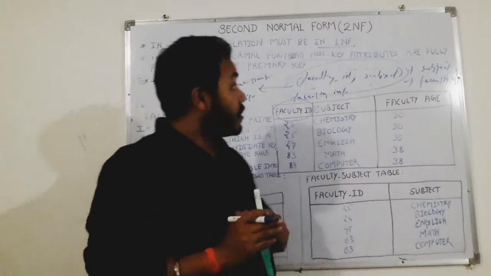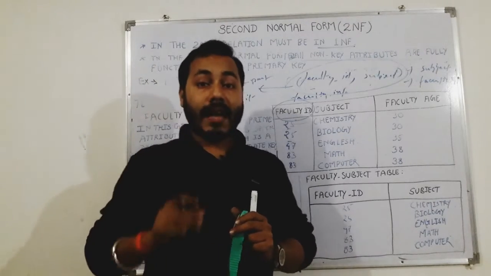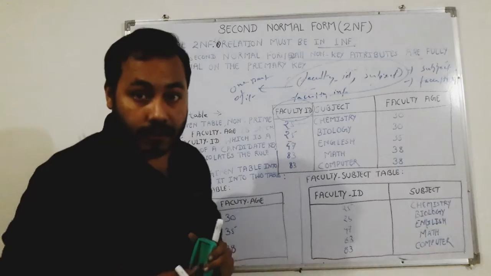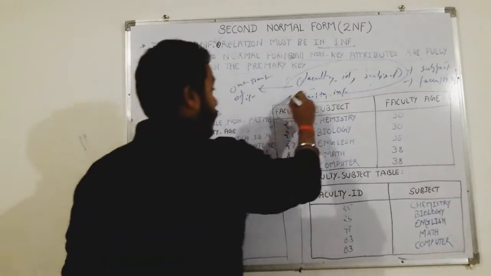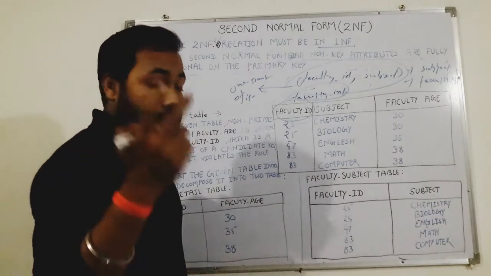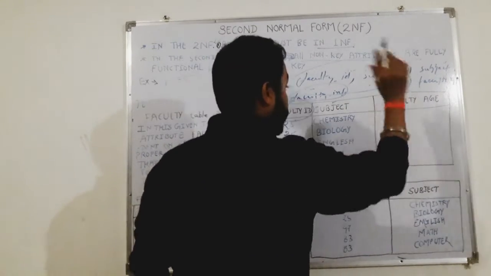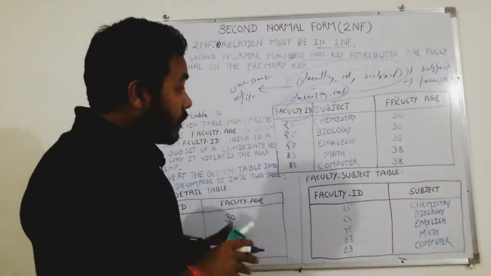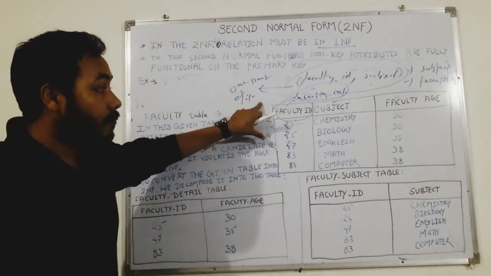So if these two conditions seem difficult for you, then I can take one example that will make this concept clear. So let's take an example. I am considering one relation, that is, faculty info. Relation means your table, and this table has three attributes: faculty ID, subject, and faculty age. Now look at the table very carefully. If you want, you can take a snapshot of this table also.